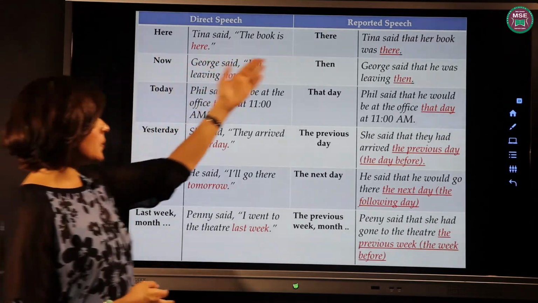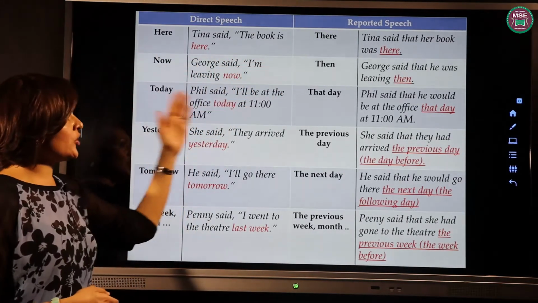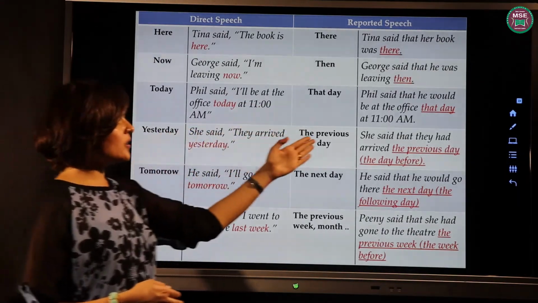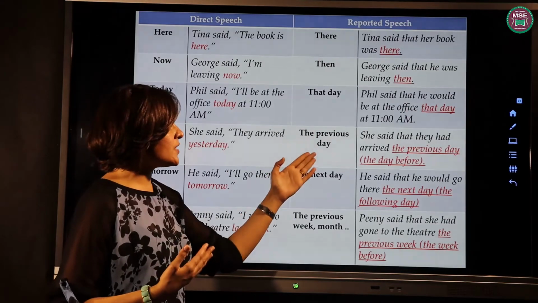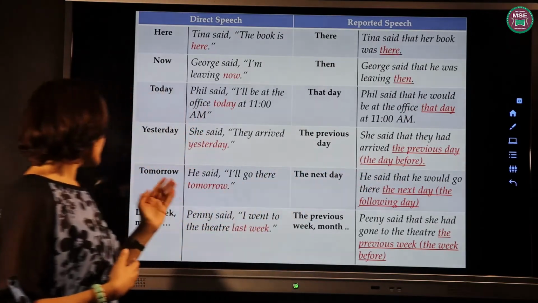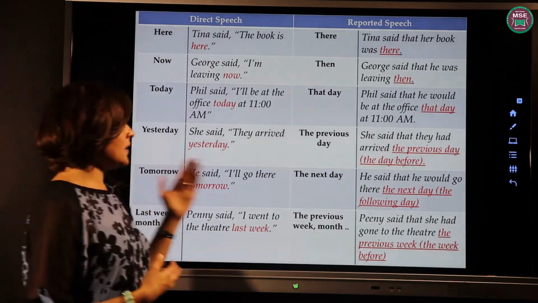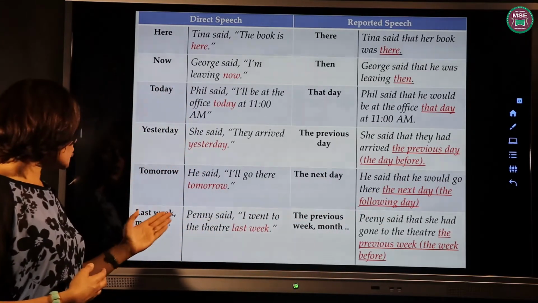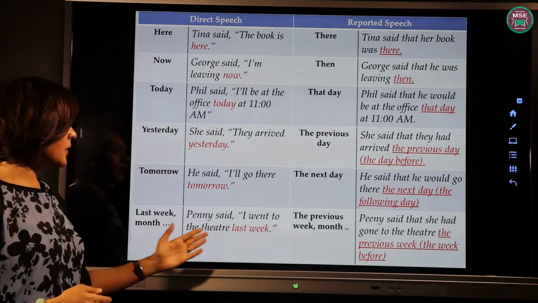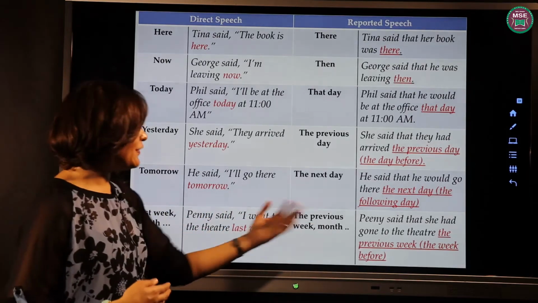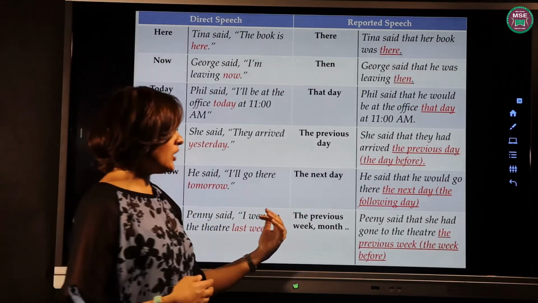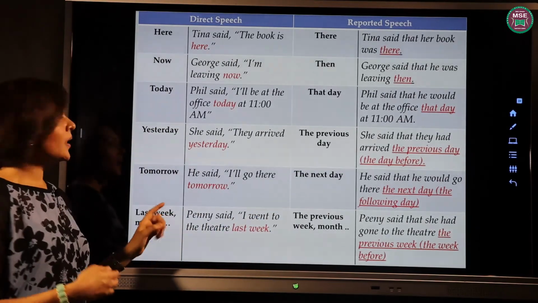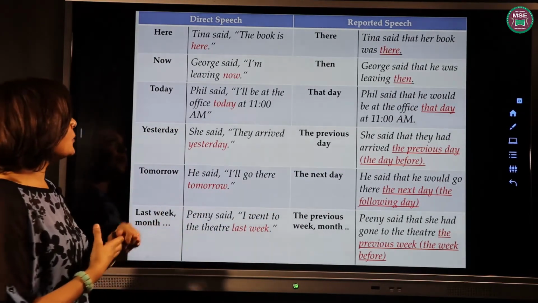Now we will put it then. Today, we change it to be that day. Yesterday, we used either the previous day or the day before. Tomorrow, we can say it the next day or the following day. Last week or last month, it can be the week before or the previous week or the previous month or the month before. Okay, let's see the examples.